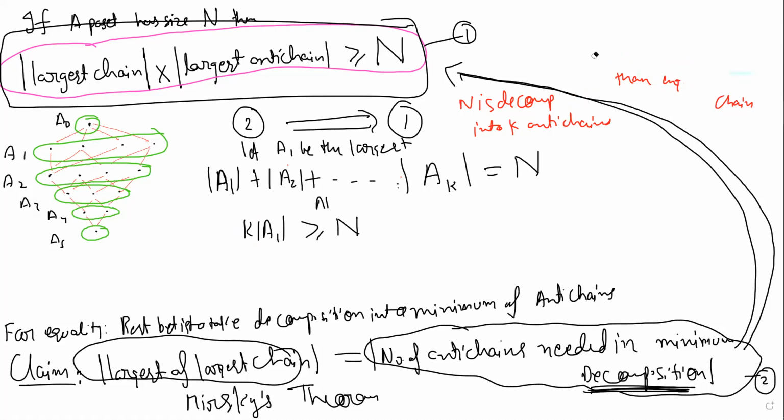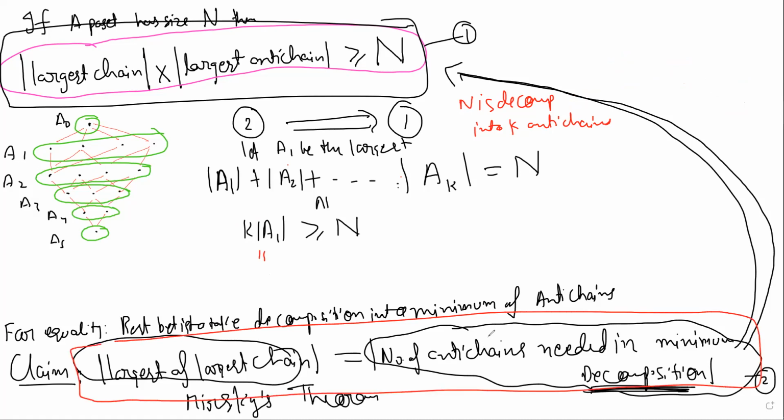The extremal kind of argument. If we take the minimum decomposition, K is the length of the largest chain by this theorem. The number of antichains needed in the decomposition is K. So that is the largest chain. And that's the theorem.